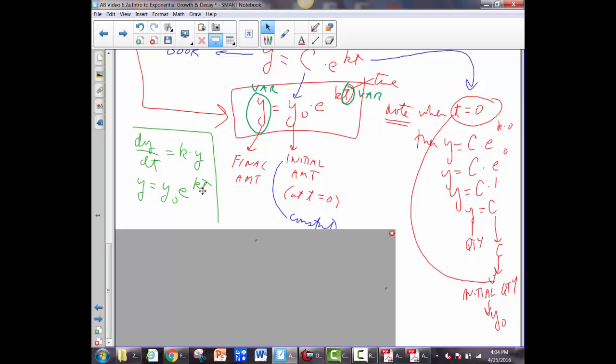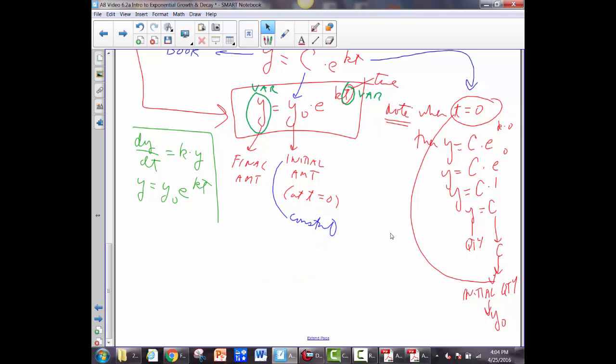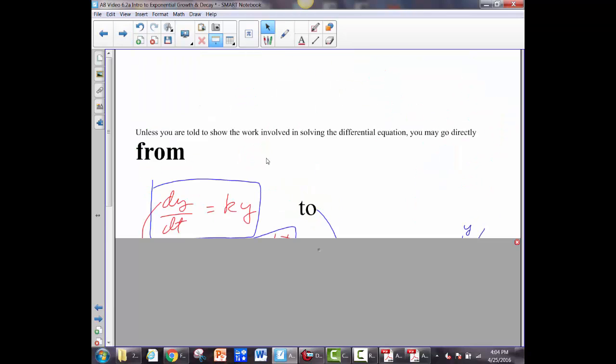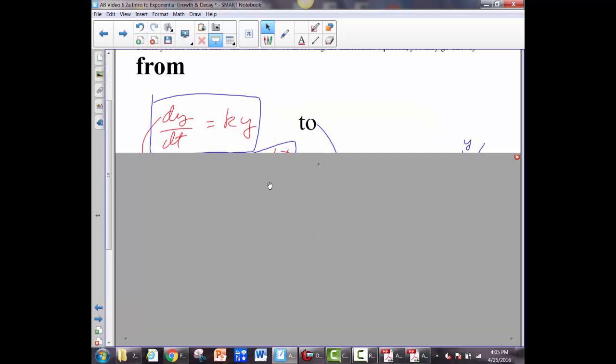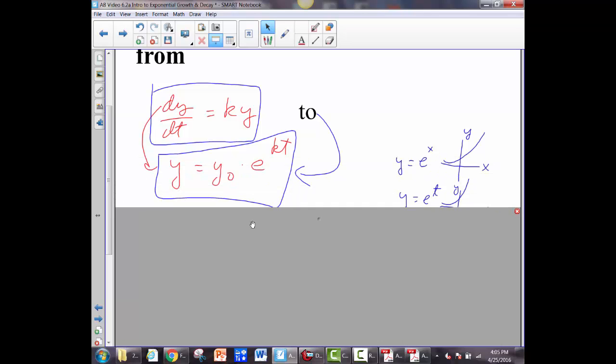So honestly, what I'm saying to you is once you establish it's exponential growth or decay, boom, right from there you can go to this. Unless they tell you they want to see that you solve that, then that's fine. So y will be the final amount, y0 is the initial amount at time t equals 0, and t will be the time. Okay, so once again, unless you're told to show the work involved in solving the differential equation, you can go directly from dy/dt equals ky to y equals y0 times e to the kt.